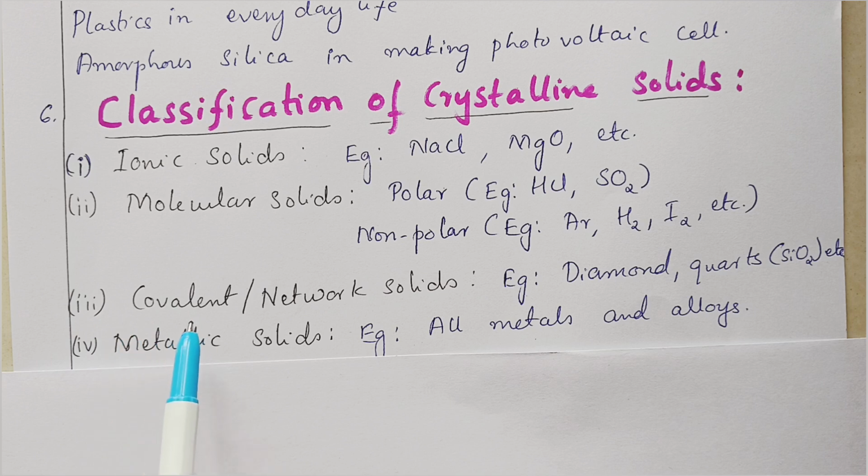The third type is covalent or network solids. Here, the constituent particles are non-metal atoms and we can find covalent bonds between them throughout the crystal. Examples are diamond, quartz, etc. The fourth type is metallic solids. All metals and their alloys are examples for metallic solids, and we can find metallic bond in these types of solids. That was about classification of crystalline solids.